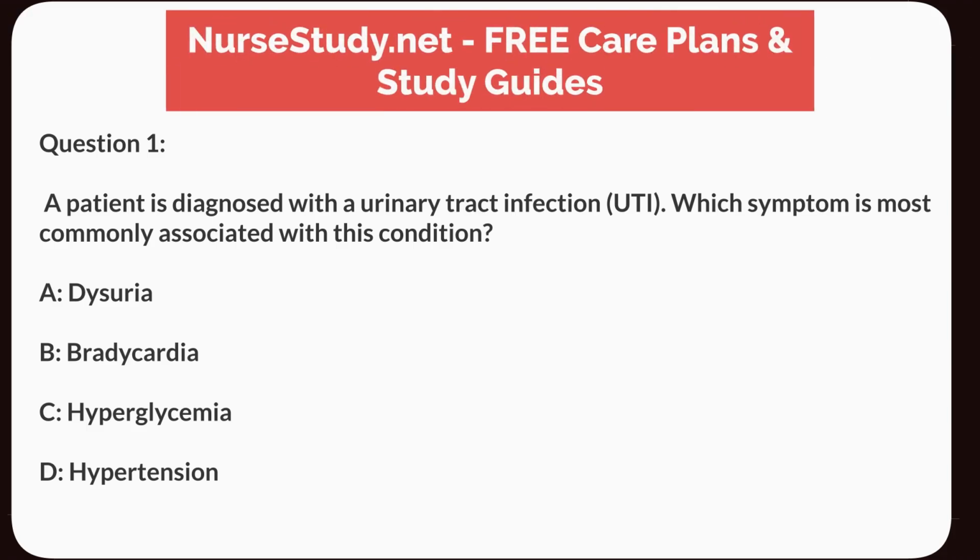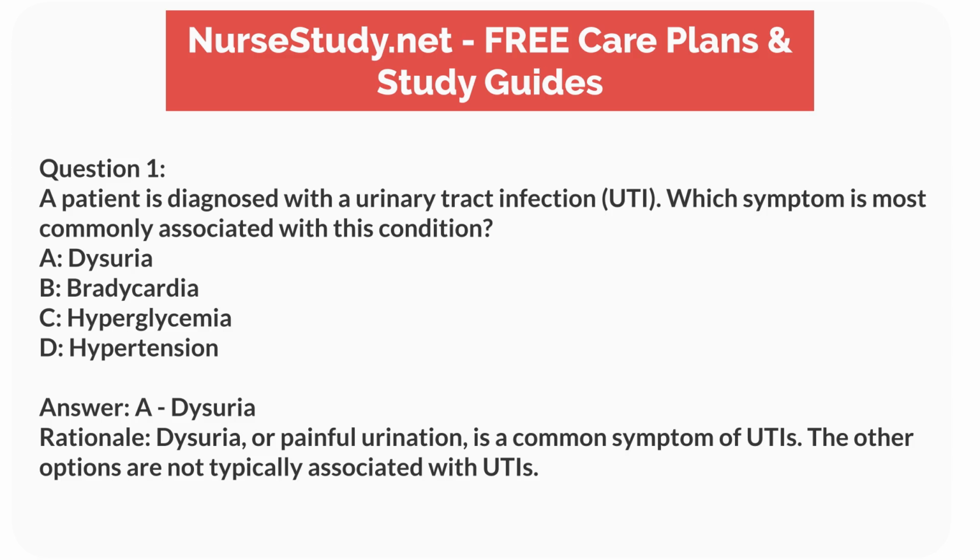Question 1. A patient is diagnosed with a urinary tract infection, UTI. Which symptom is most commonly associated with this condition? A. Dysuria. B. Bradycardia. C. Hyperglycemia. D. Hypertension. Answer: A. Dysuria. Rationale: dysuria, or painful urination, is a common symptom of UTIs. The other options are not typically associated with UTIs.